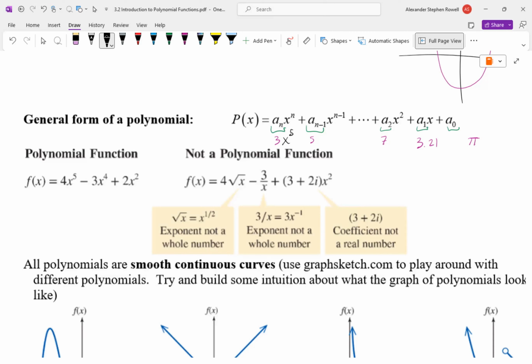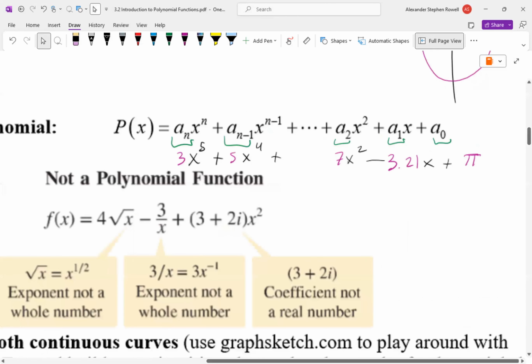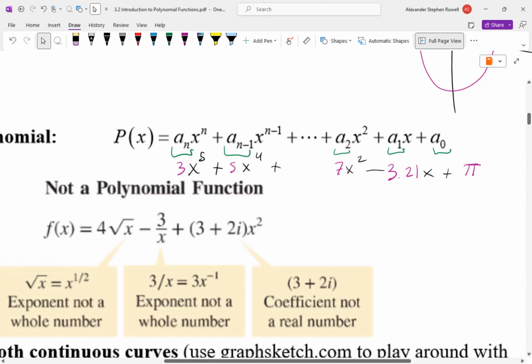Anyway, 3x to the 5th plus 5x to the 4th plus 7x squared. Maybe I'll include a negative. Negative 3.21x plus pi. This is an example of a polynomial of what degree? So highest power, we'd say degree 5.